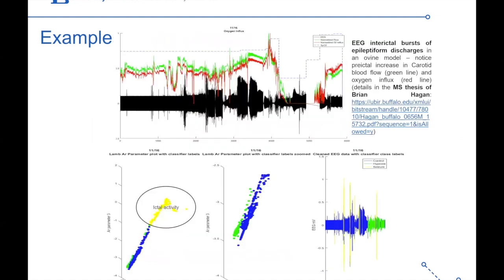I want to give you one example here. The black signal on the top is the EEG activity. This is the baseline, and as you can see, during initial handling of the subject there is a change in the flow. The green is the carotid flow, and the red is the oxygen influx based on the oxygen saturation.